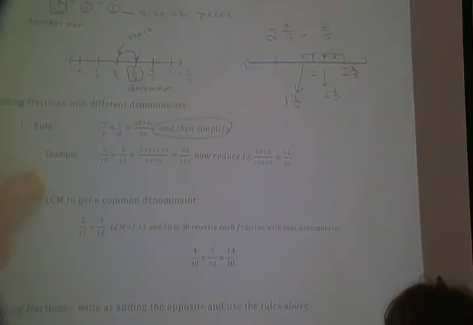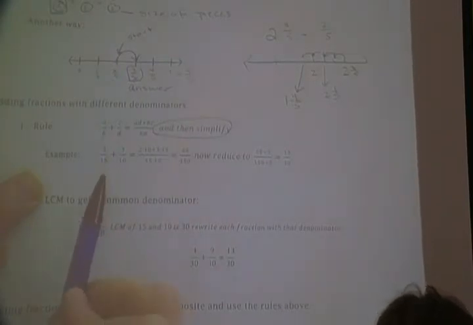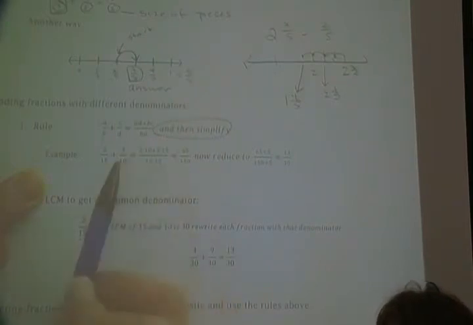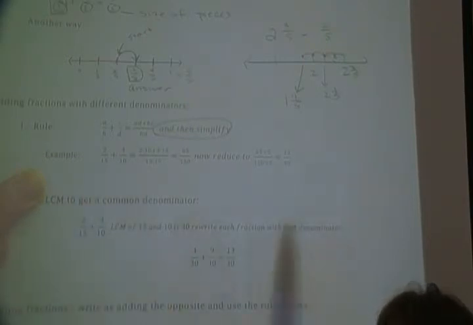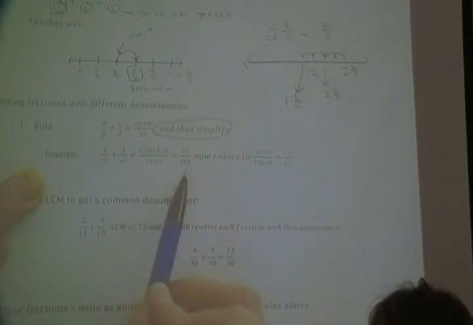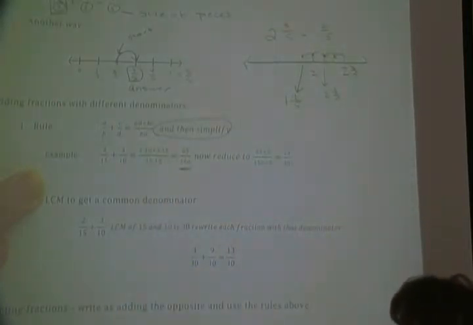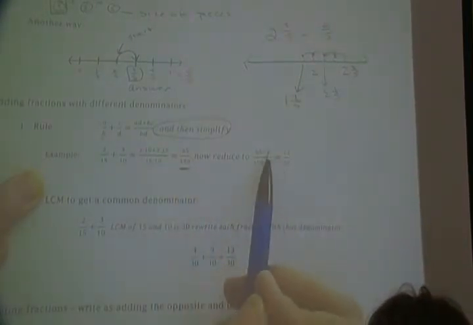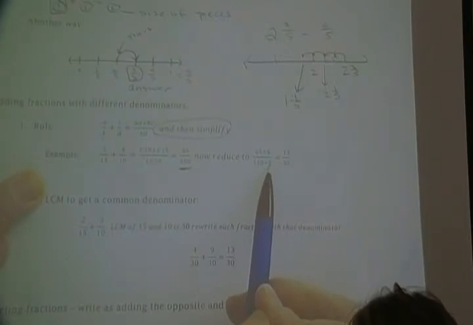But I did an example where they did have a common factor. So this rule says multiply 15 times 10, that's your new denominator, 150. Take 2 times 10 and add it to 3 times 15. So I end up with 20 plus 45 is 65. So here's my sum. But now I got to reduce it. Because they both have a common factor of 5, I got to divide 5 out of the numerator and 5 out of the denominator to get my final answer.